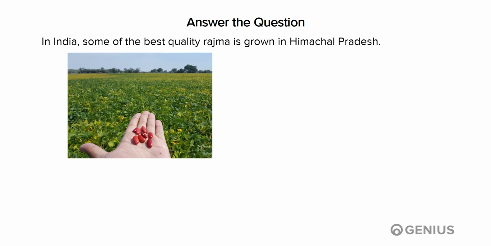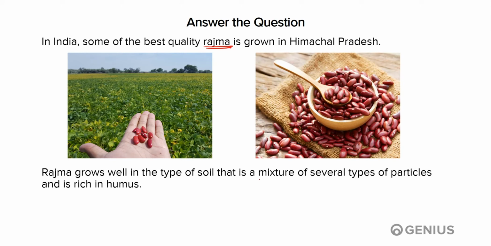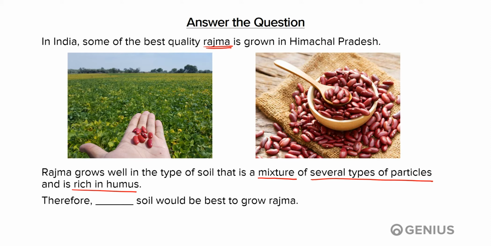So now let's try to solve a question with all that we have learned so far. Okay, the question says that in India some of the best quality rajma is grown in Himachal Pradesh. Now rajma grows well in the type of soil that is a mixture of several types of particles and is rich in humus. So therefore dash soil would be best to grow rajma. Now do you remember which type of soil contains a mixture of different types of particles? Tell me.